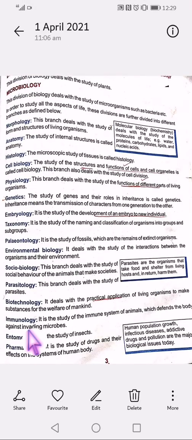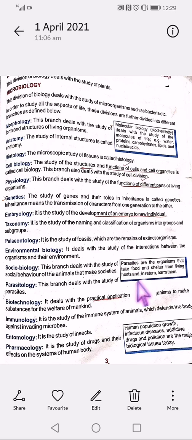Fine. Then comes entomology, the word ent means the study of insects, the insects around us, any type of insects, and this study is known as entomology. Then comes pharmacology, pharma for the drugs, medicines, and it is the study of drugs and their effects on systems of the human body. And in the boxes, as you can see, there is one more definition, molecular biology, which is almost related to biochemistry. It is the study of molecules of life, like water, very important for our life, proteins, carbohydrates, lipids. For the study of all these molecules of life, we use the terminology molecular biology.